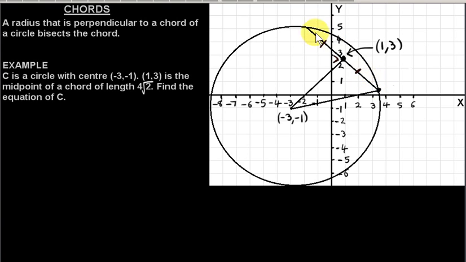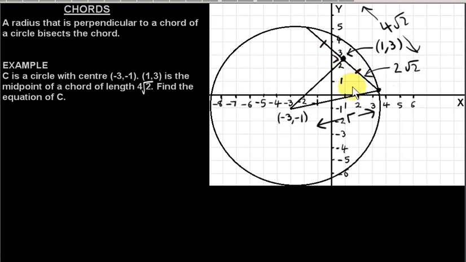Now we're given that the length of the chord is 4 root 2. So we use the property that since this radius bisects the chord at the point (1, 3), since we're given that, then we can work out this length here. The total length of the chord is 4 root 2. So this length is half of 4 root 2, which is 2 root 2.